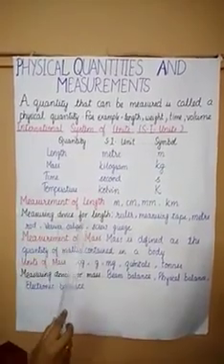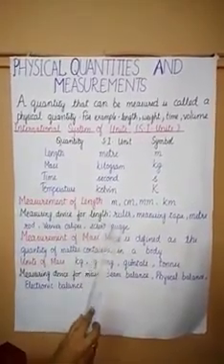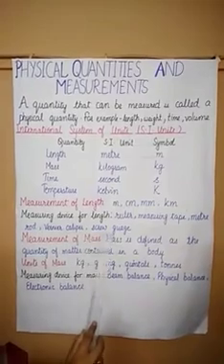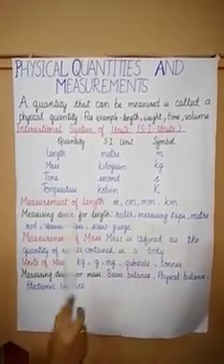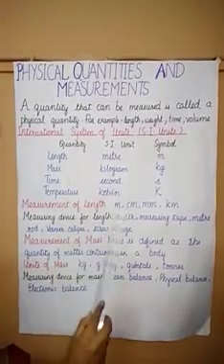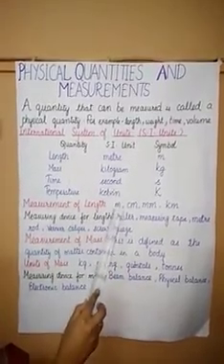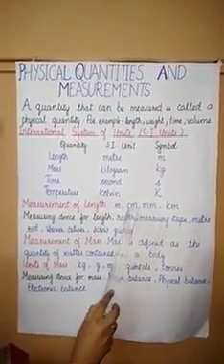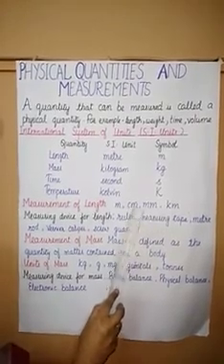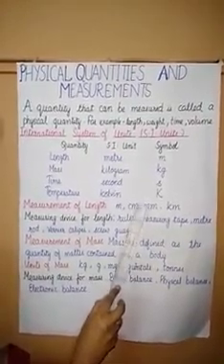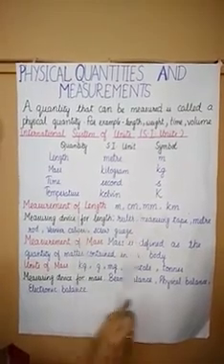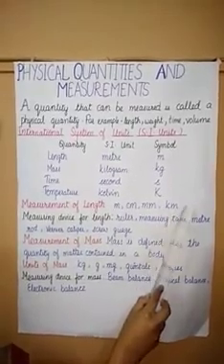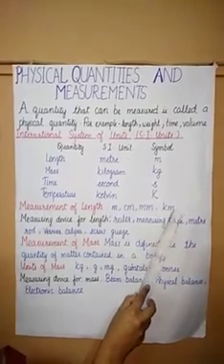The measuring devices for length are the ruler, measuring tape, meter rod, vernier calipers and screw gauge. And the SI unit of length, as we have studied, is meter. Some smaller units for measuring length are centimeter and millimeter. These smaller units are also known as sub-multiples of meter. And if we have to measure a larger distance, we use one unit, that is kilometer. Kilometer is a multiple of meter.